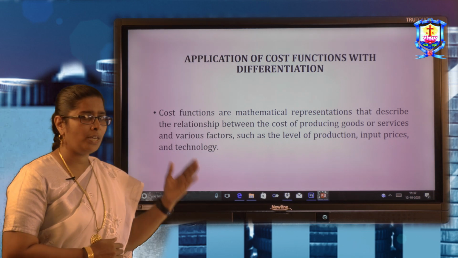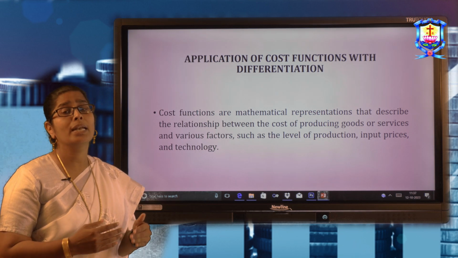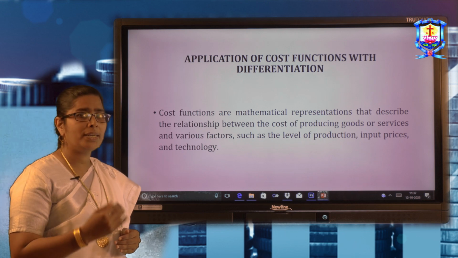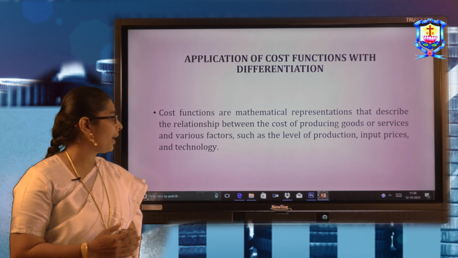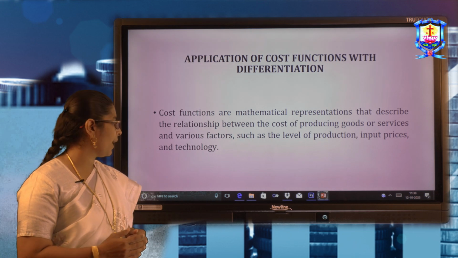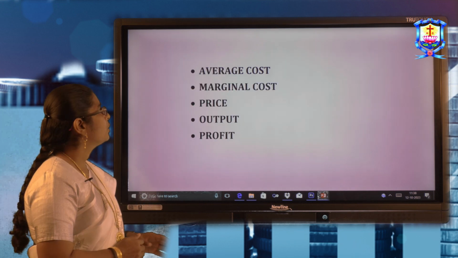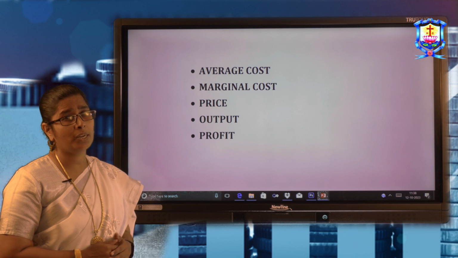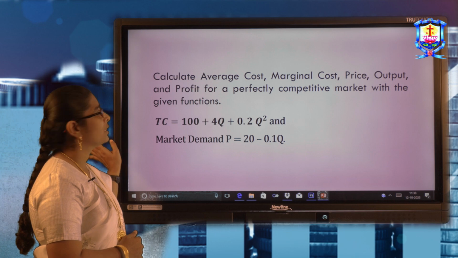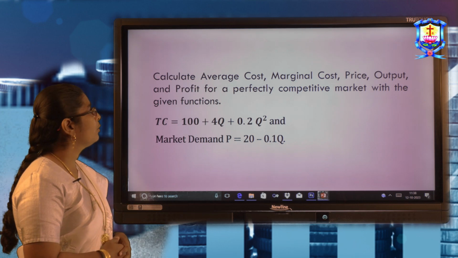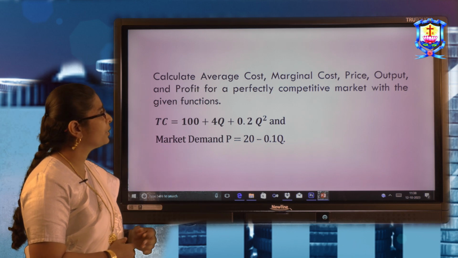The cost function, as we already explained, is a mathematical representation of the relationship between the cost of production of goods and services and various factors such as the level of production, input price and technology. We are going to see it with the help of one mathematical sum, in which we derive average cost, marginal cost, price and output, as well as profit. The sum is to calculate average cost, marginal cost, price, output and profit for a perfectly competitive market.